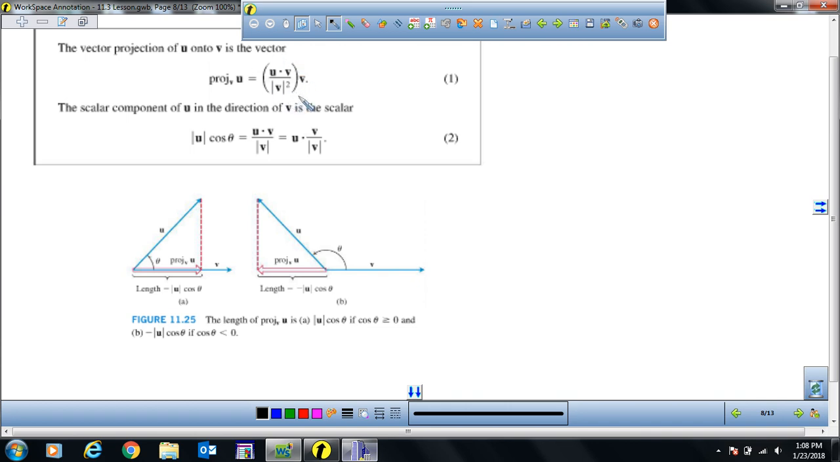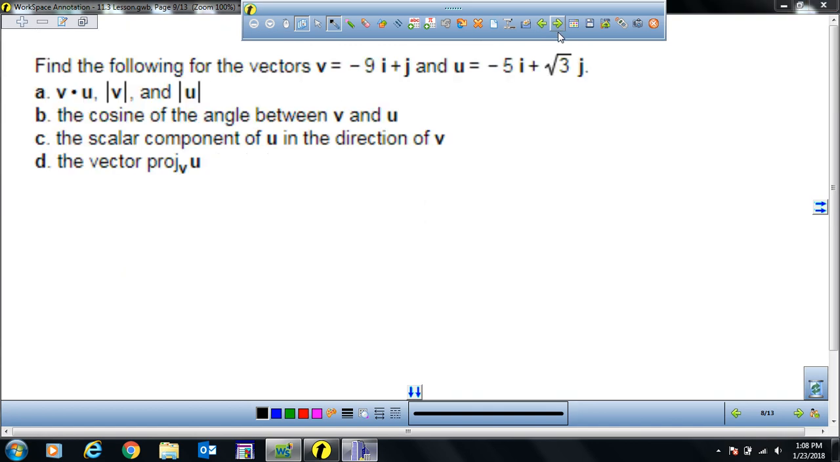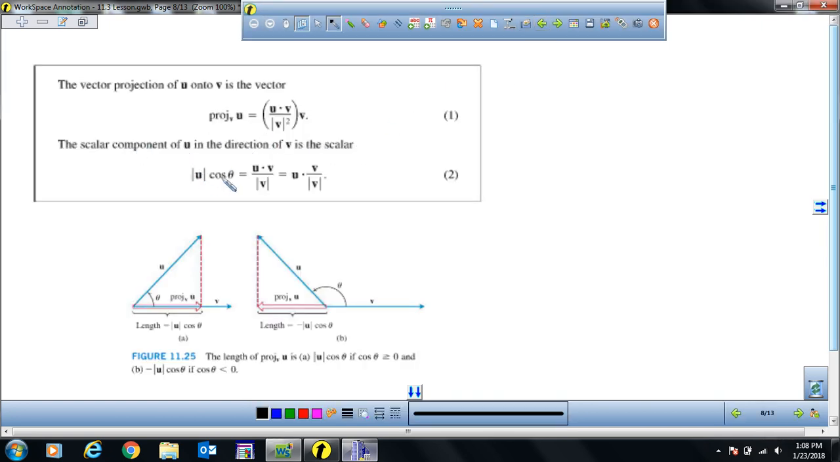Let's go ahead and answer the following. We're going to do this problem, and we're going to answer all the components for this question. For the following vectors, v equals -9i plus j, and u equals -5i plus the square root of 3j, I want you to find the dot product of v and u, the magnitude of v and the magnitude of u to begin. Then the cosine of the angle between v and u, then the scalar component of u in the direction of v.